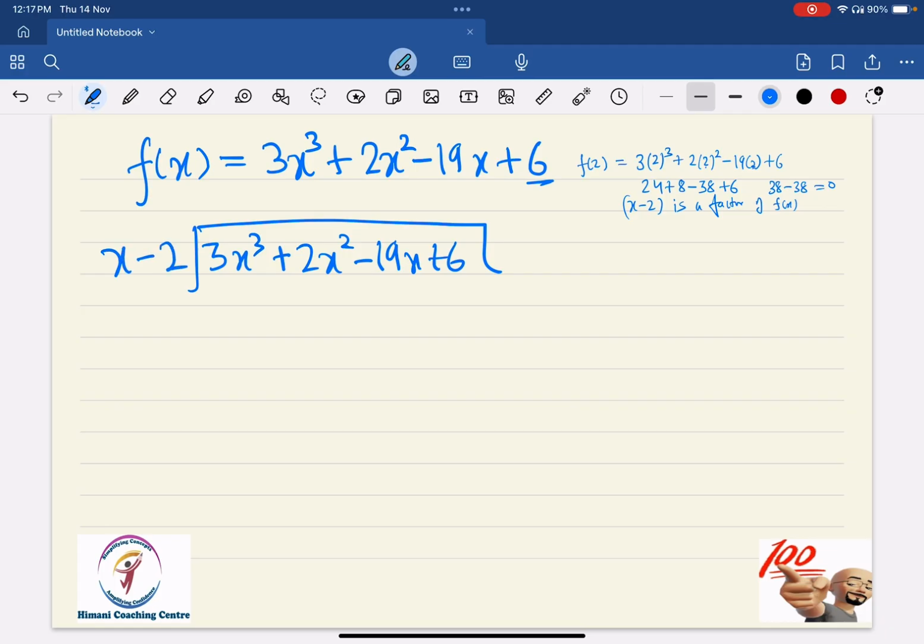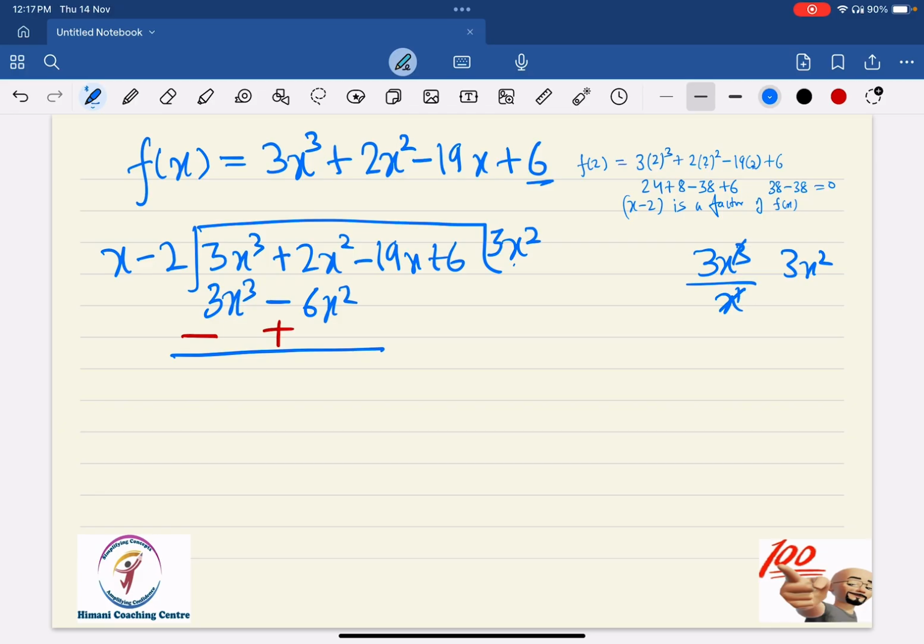Now 3x cube, when you divide it by x, so x to the power 1 goes up, becomes minus, so we get 3x square. So quotient 3x square, which gets multiplied with x, gives us 3x cube. Then plus times minus is a minus, and 3 times 2 is 6, so 6x square. And since in division we have to subtract, so change of sign. Ensure that you change the sign in the below line so as to avoid errors. Okay, so plus 3 and minus 3x cube cut each other. Plus 2 plus 6 is plus 8, and we get 8x square minus 19x.